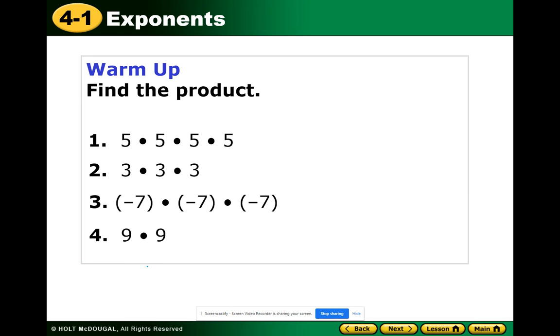I'm looking for that. So, with number 1, that means 5 to the 4th power, or when we multiply it out, 625. 3 to the 3rd power, or 27. This one means negative 7 to the 3rd power, or negative 343. The importance of having the negative inside the parentheses is going to become evident later on. This one means 9 to the 2nd power, or 81.